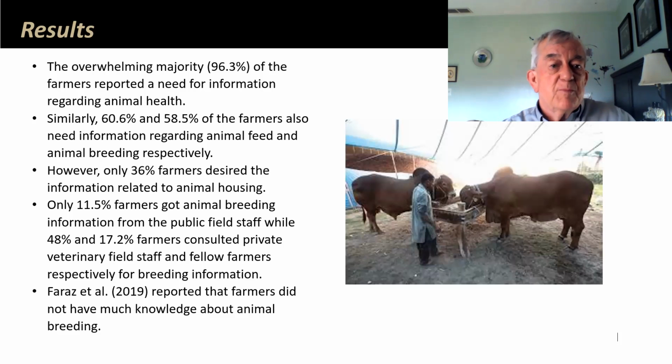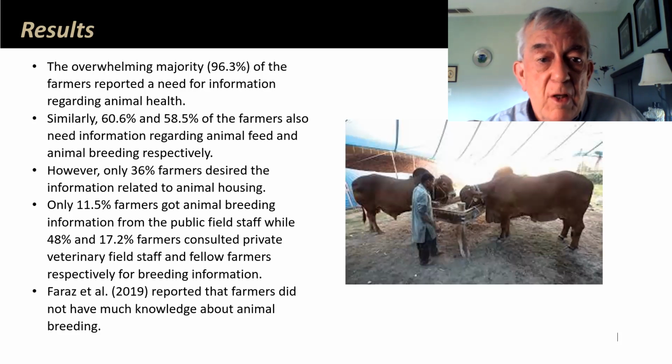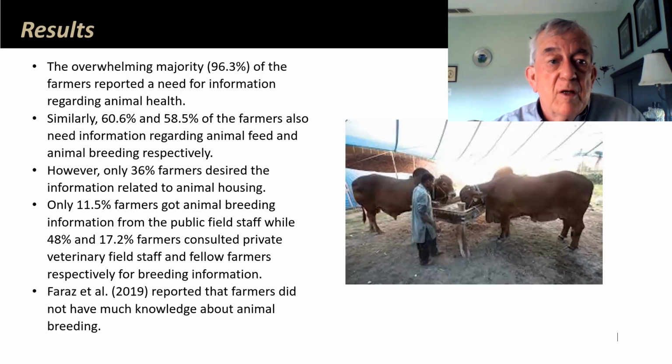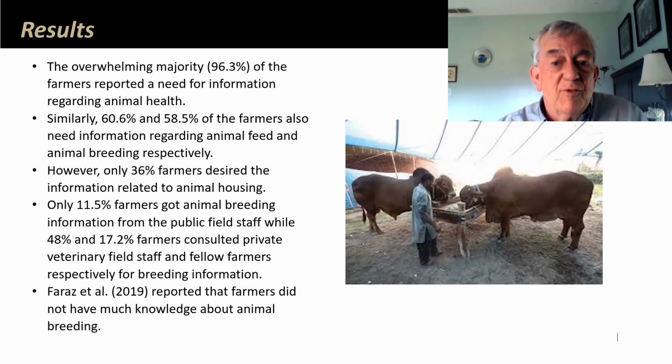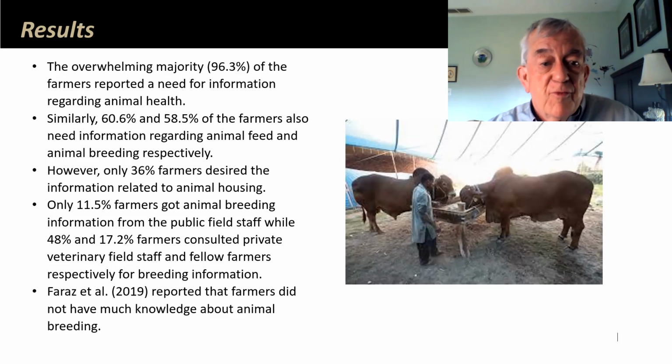Similarly, 60% and then 58% of the farmers also needed information about animal feed and animal breeding. And any of you in the livestock industry, this is pretty common. Animal health, nutrition, and breeding are the essence of livestock production. However, only 36% of the farmers desired information related to housing. So they felt they knew what they were doing related to housing and didn't need that assistance.